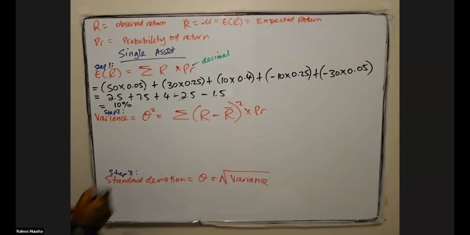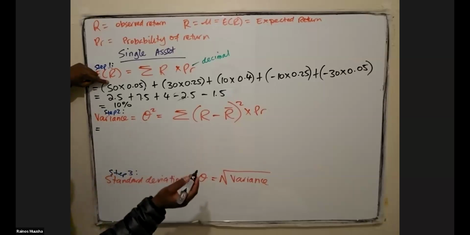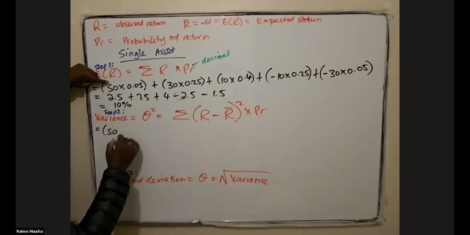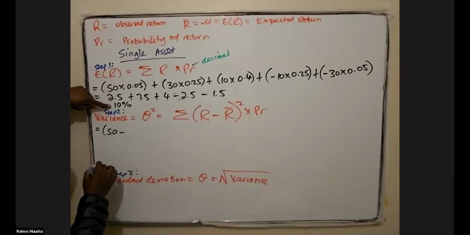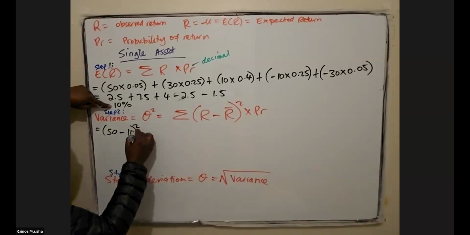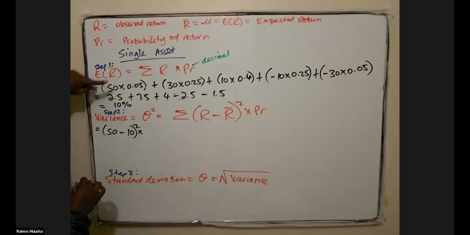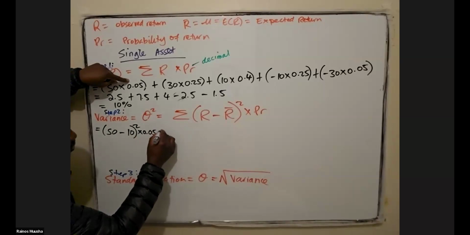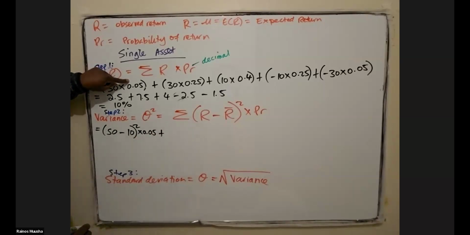Which means from the given information, we are now being asked to calculate what? The variance, isn't it? So we say the observed return is the return for each scenario. For the first scenario, we said our return was 50% minus the expected return, which is what we calculated in step number 1. So minus 10, square that, multiply by the probability of earning that return, which was 0.05. Remember, you're summing up the results.